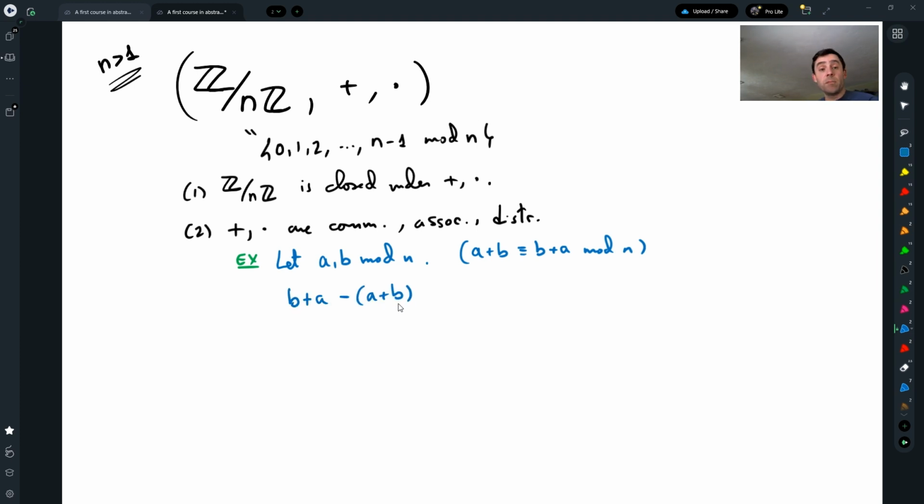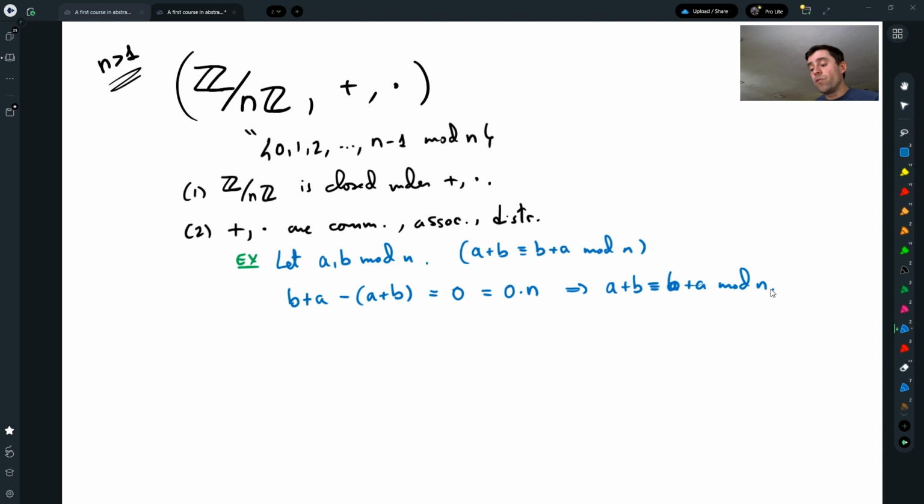I'm hoping that that is a multiple of n. But when I do this, what do I get? Everything cancels out and I get 0. And 0 is a multiple of n, it is 0 times n. So that tells me that A plus B is congruent to B plus A modulo n, and therefore addition is commutative in this new algebraic structure.